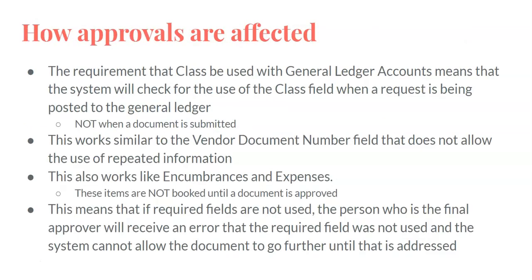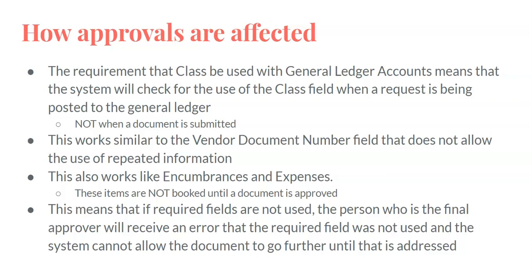So how does this affect approvals? The requirement that class be used with general ledger accounts means that the system will check for the use of the class field when a request is being posted to the general ledger, not when a document is submitted. This works similar to the vendor document number field. That field doesn't allow the use of repeated information, and you don't get the error whenever that happens.